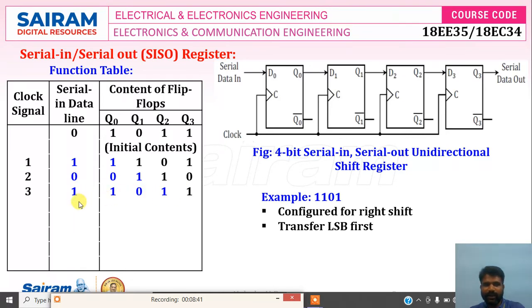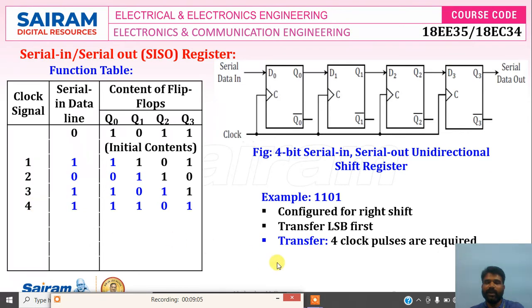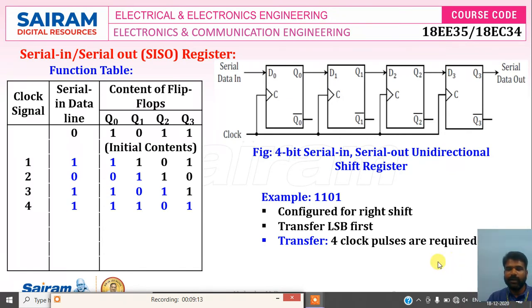Okay. So the next data to be loaded is the last bit, 1, and that is shifted to Q0. Similarly, Q0 shifted to Q1, Q1 to Q2, Q2 to Q3. So now data is available. I mean, 4 bits are loaded: 1, 0, 1, 1. Clear now? So how many clock pulses are required? 4 clock pulses are required. To transfer the information, we require 4 clock pulses. Clear now? This is how we transfer 4 bits serially.